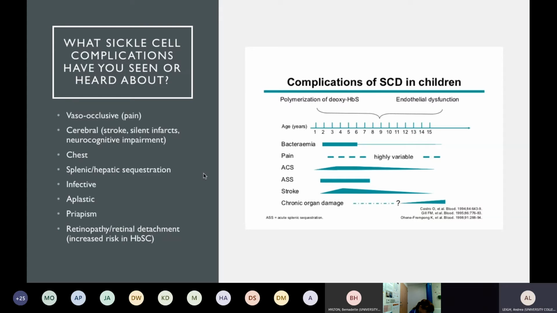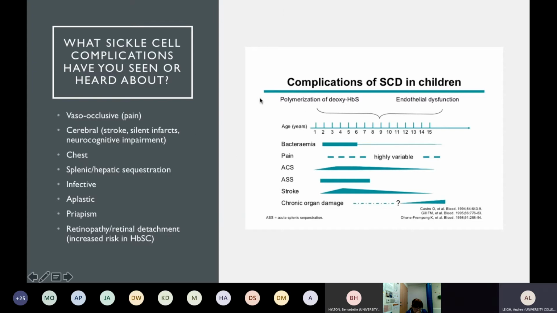So we've talked about splenic and liver sequestration, infections, aplastic events. Priapism we do see in children. It is commoner in adolescents, but I've certainly seen 5-6-year-olds who have recurrent priapism. The retinopathy and retinal detachment is far less commonly seen in children, and we don't screen routinely anymore with yearly ophthalmology, but we do advise families that if children and adolescents particularly report any change in their vision, then they must treat that as an emergency, let us know, and get assessed and have a visual assessment.